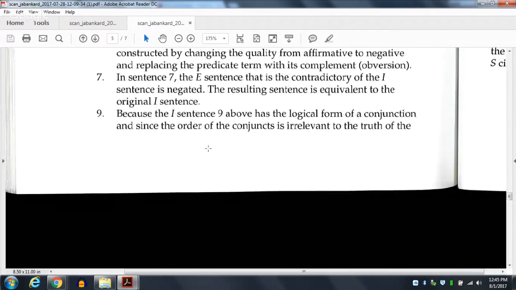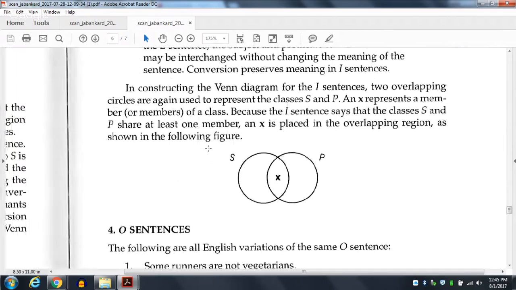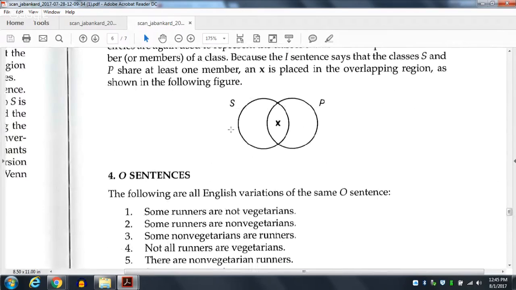This always gets diagrammed. All I statements get diagrammed like this. Logical principles, every logical principle is in the category of S, this circle. This P circle is all things that are difficult. Some logical principles are things that are also difficult. You have to put an X in the overlap. There are some things that are both S and P. We put an X because it's at least one. It might be more than one.